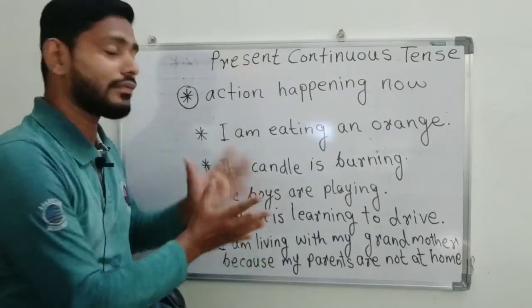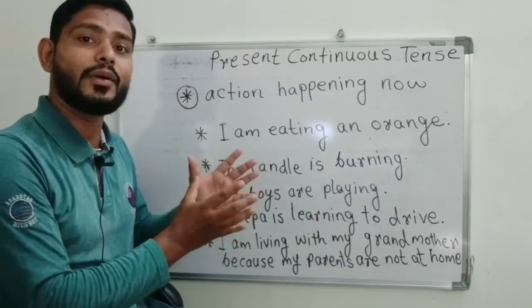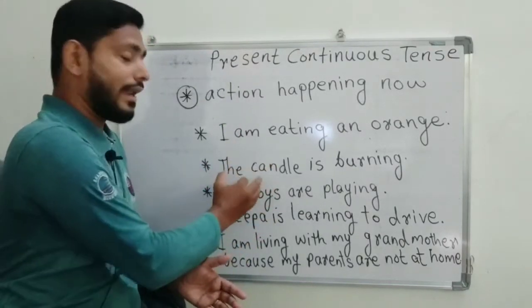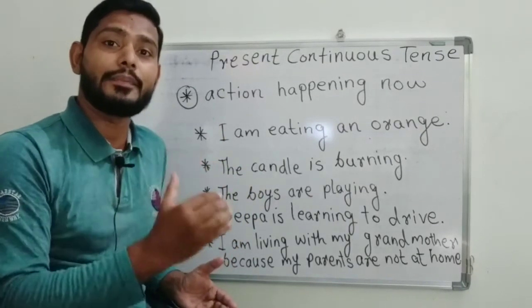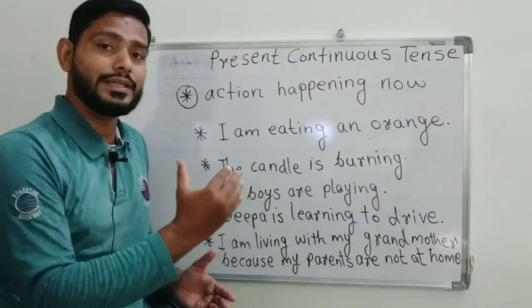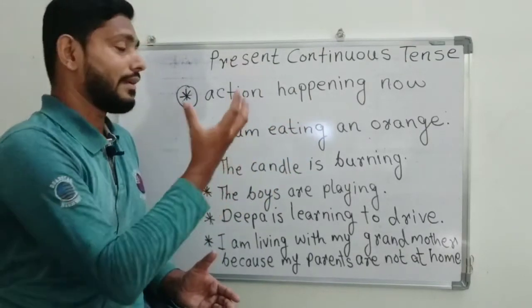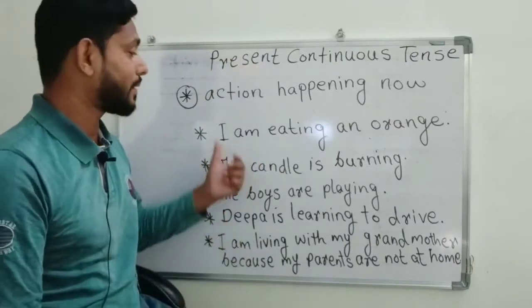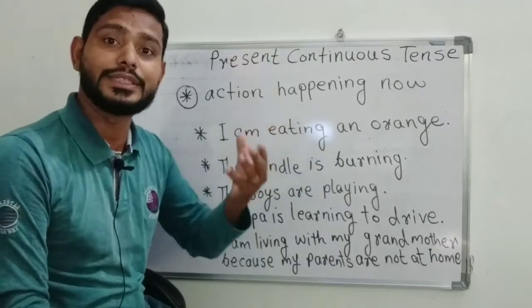Even though these five sentences are in present continuous tense, they are not all showing an action happening now. The first, second and third sentence show an action that is happening right now. It means when you see or when you do an action, an action is happening just now. That is present continuous. I am eating an orange. Okay, an action is happening just now.